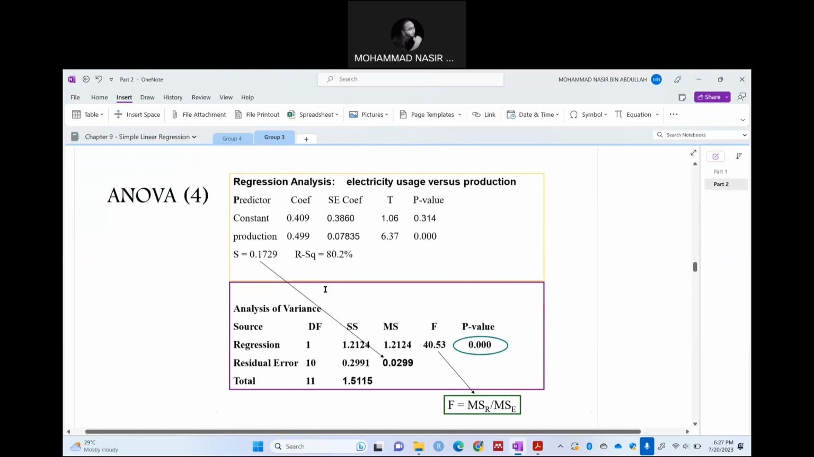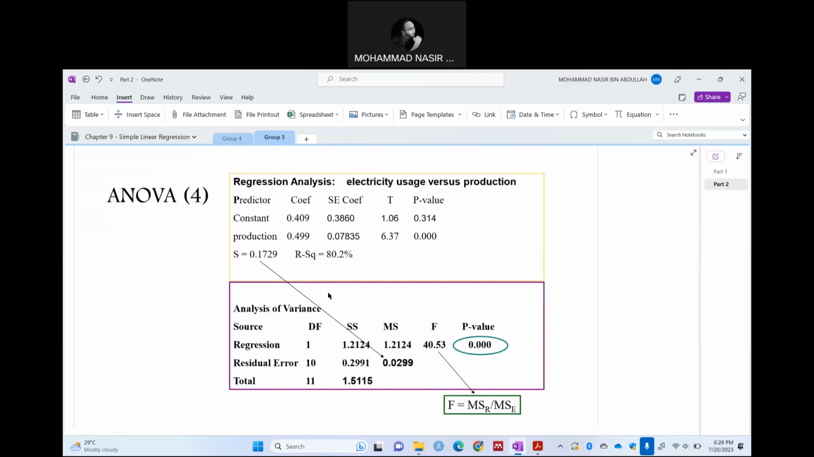So this is computer output for simple linear regression. We have the first table on the upper side. We have the predictor. The first value is the constant and x1, the first independent variable. And this is the coefficient value, right?